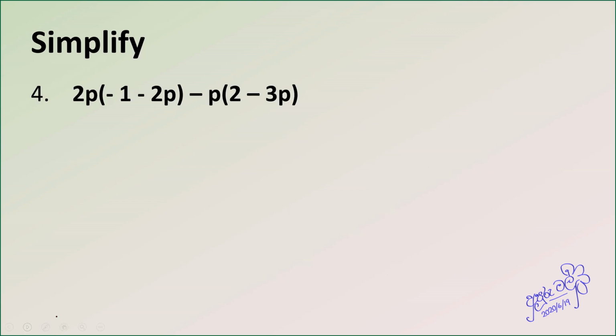Here's the number 4. I will use this color for the number 4. This expression we can rewrite as 2p multiplied by 2 add to minus 2p. You can always write like that. And then add minus p multiplied with 2 plus of minus 3p. Always combine the minus sign to the algebraic term next to it. Then it's easy to distribute.